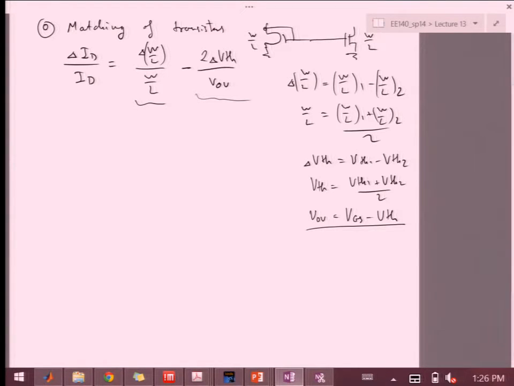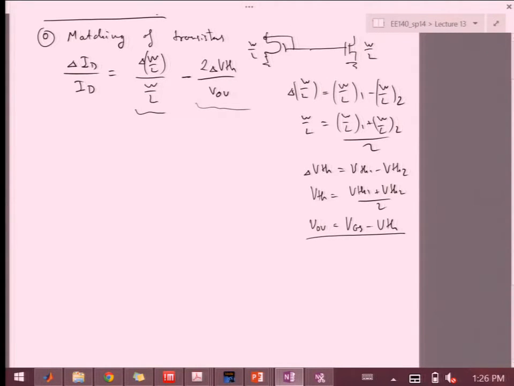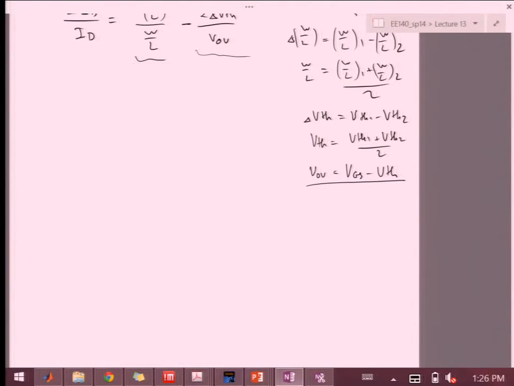So that's kind of represented here. In 240, you'll go into the origins of the delta VTH and how, with area, you can minimize that factor as well, which is a constant over the square root of the area of the transistor and things like that. But this is just to give you a little bit of a feel for what's happening.